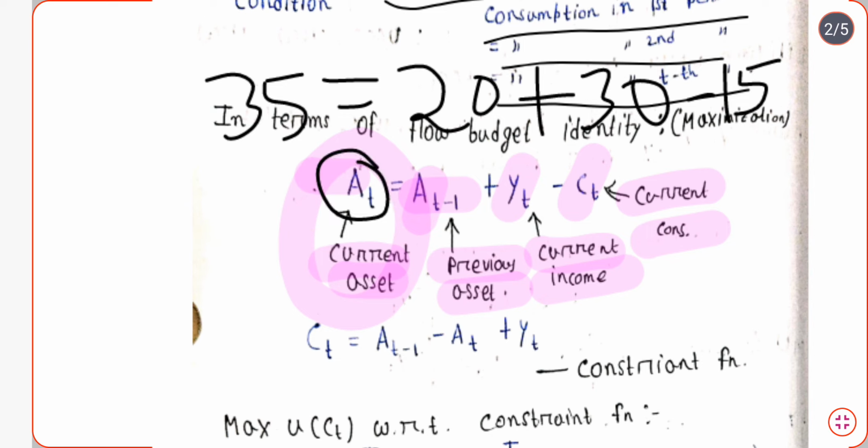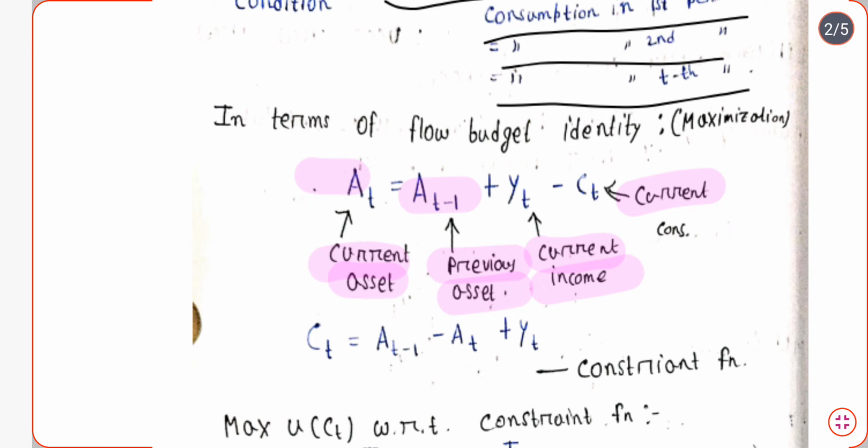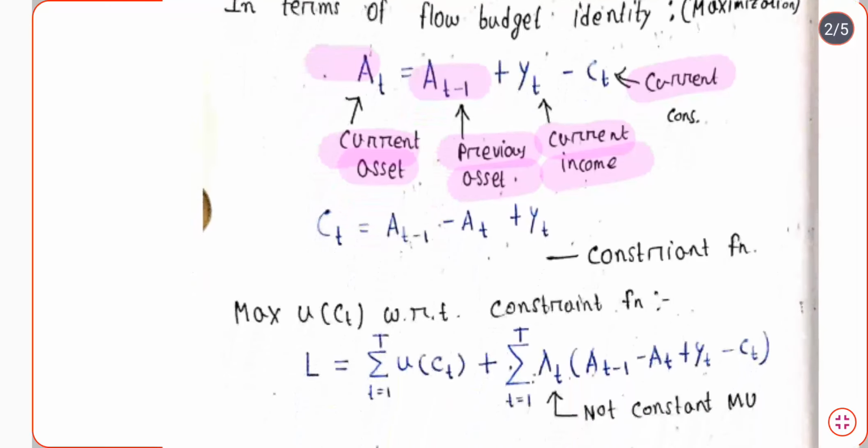Now we have to manipulate this equation and find out CT, and after obtaining the value of CT we have gotten CT as A t minus 1 minus A t plus YT. So this is our constraint function, and this is not a difficult thing to understand. Now this U of CT, what was U of CT? We obtained it in the earlier slides, that U of CT is basically the value function. V is equal to the summation of U of CT from T equal to 1 to T. U of CT was our V value.